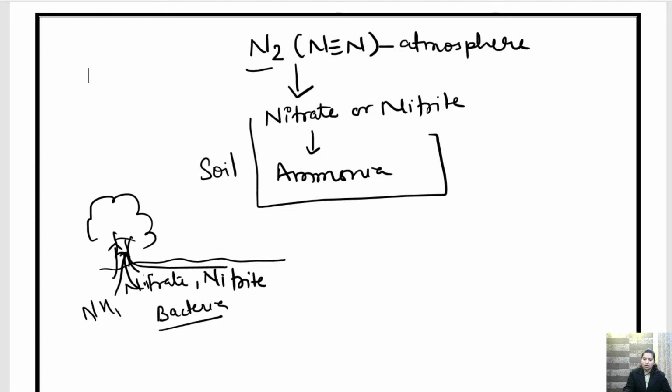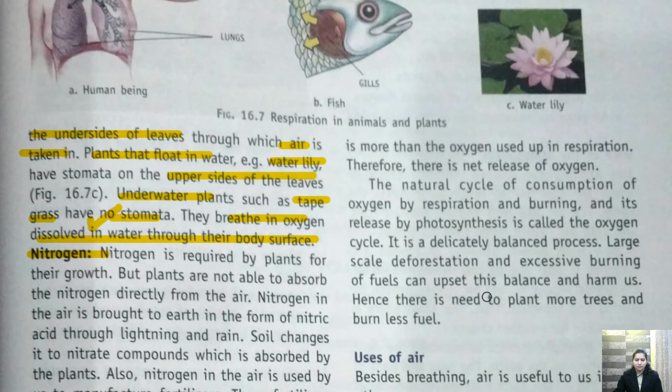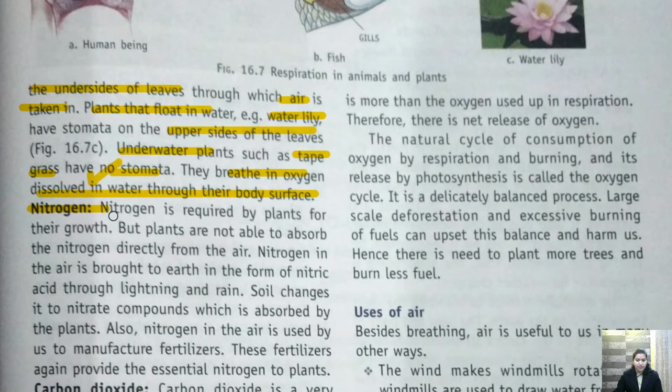Clear? So children, nitrogen is not taken in its original form. It is once converted and then it is taken either by humans, animals or plants. Okay, so let's see what is written here. Nitrogen is required by plants for their growth, and nitrogen is very important for growth. But plants are not able to absorb nitrogen directly from the air. They cannot absorb the nitrogen directly from the air. So nitrogen in the air is brought to earth in the form of nitric acid.